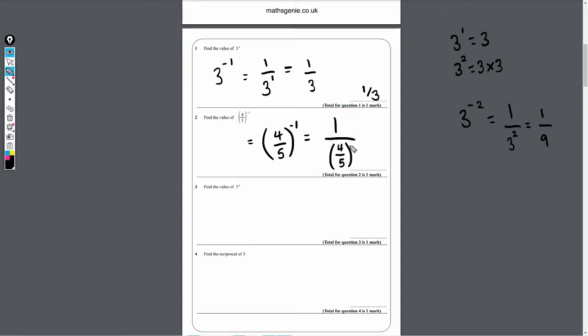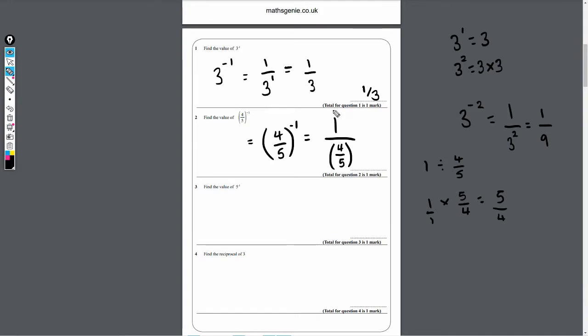And here, when you've got a fraction like this, 1 divided by 4 over 5, we'll just use our general rules of fractions. So that's 1 times 5 over 4. Underneath that 1 there's a 1. So 1 times 5 would be 5, and 1 times 4 will give us 4. So our final answer is actually just 5 over 4.